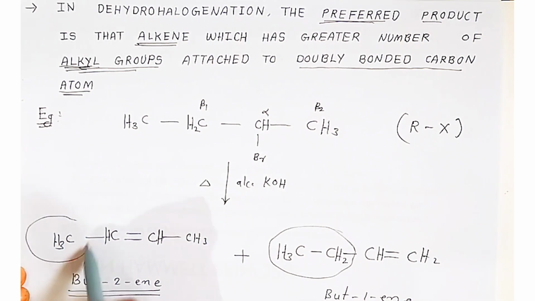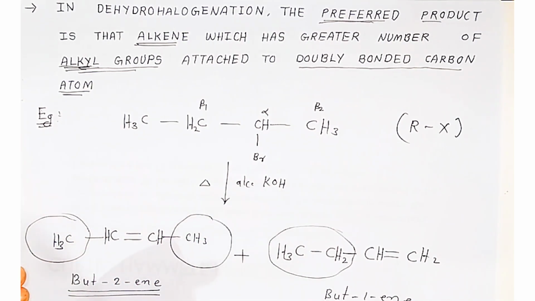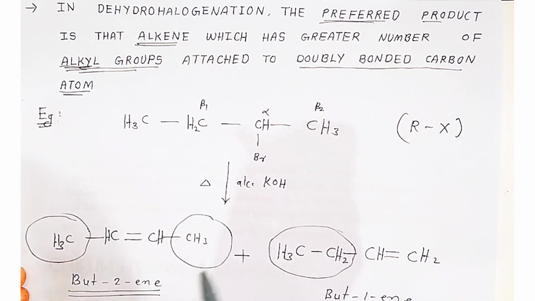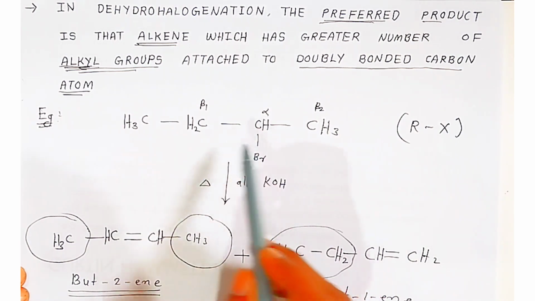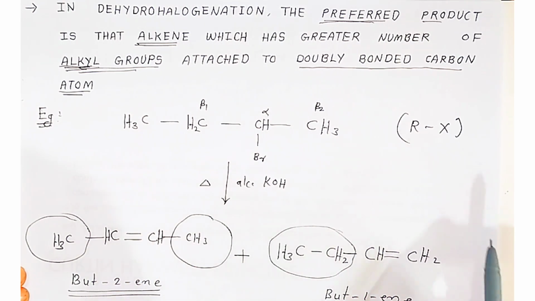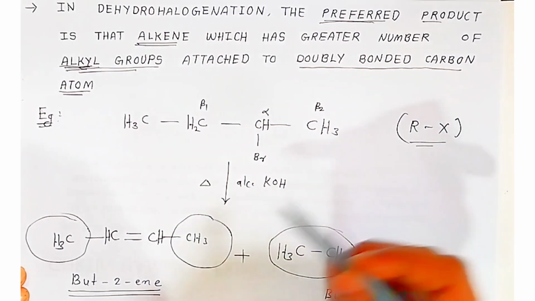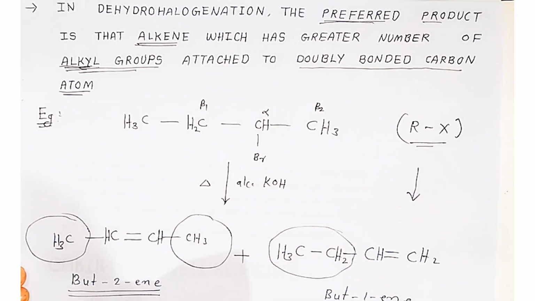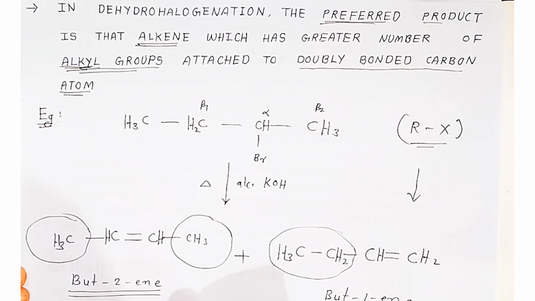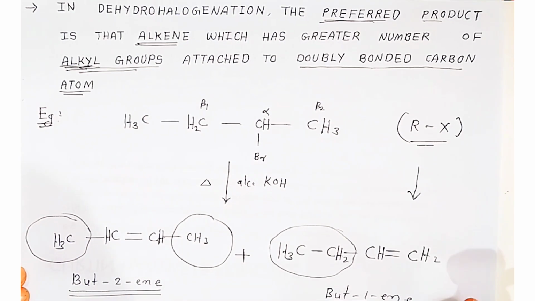And now here you have two alkyl groups. So this will be the major product. Understanding, students? So which alkene will be the major? This but-2-ene alkene will be the major, and but-1-ene alkene will be the minor product. This is all about the dehydrohalogenation of secondary butyl bromide. So this way, students, alkyl halide is converted into alkene. Two types of alkenes we are getting here, but-2-ene and but-1-ene. But-2-ene will be the major product and but-1-ene will be the minor product.